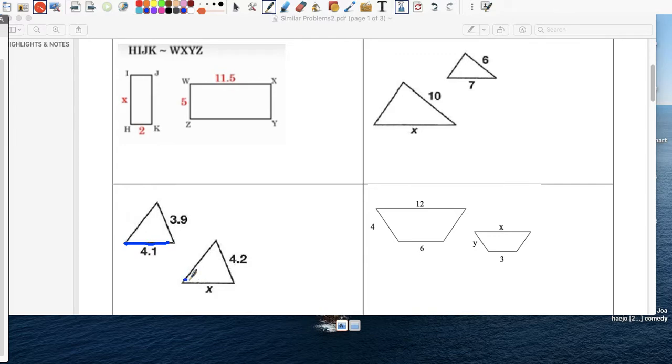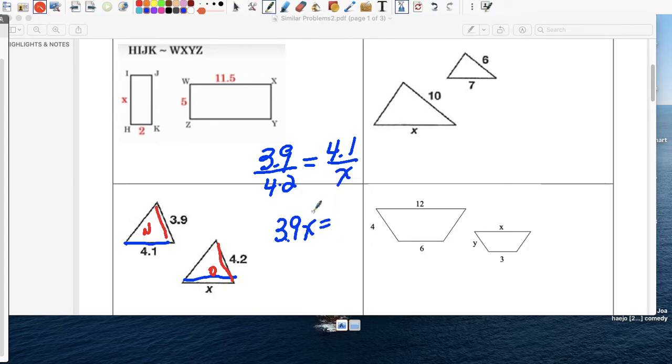Again, this one and this one are corresponding, and you'll notice that there's a slight increase, right? All right, so let's call this new, let's call this old. So the corresponding sides, we're going to go with 3.9 corresponds to 4.2. The ratio of those two measurements should be the same as the ratio of 4.1 to whatever x is. So 3.9x equals 4.2 times 4.1, which is 17.22. Divide both sides by 3.9.